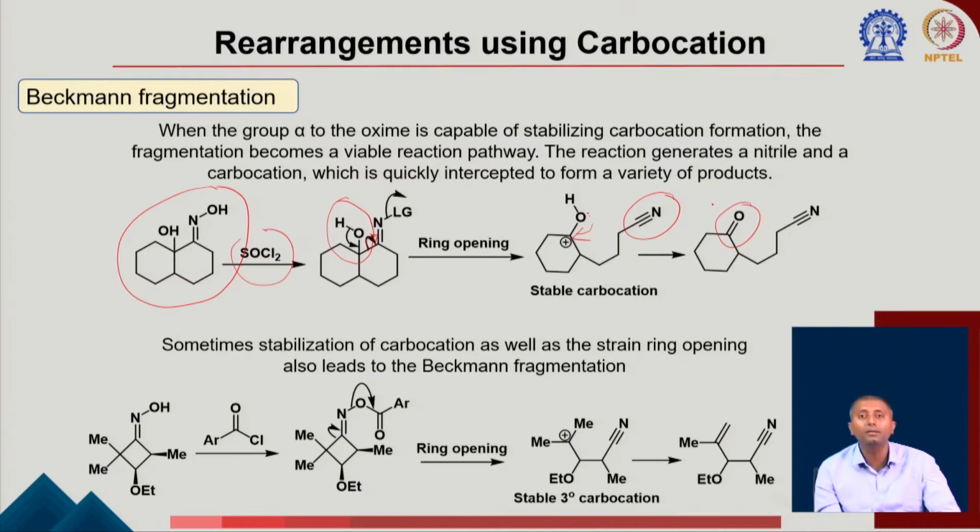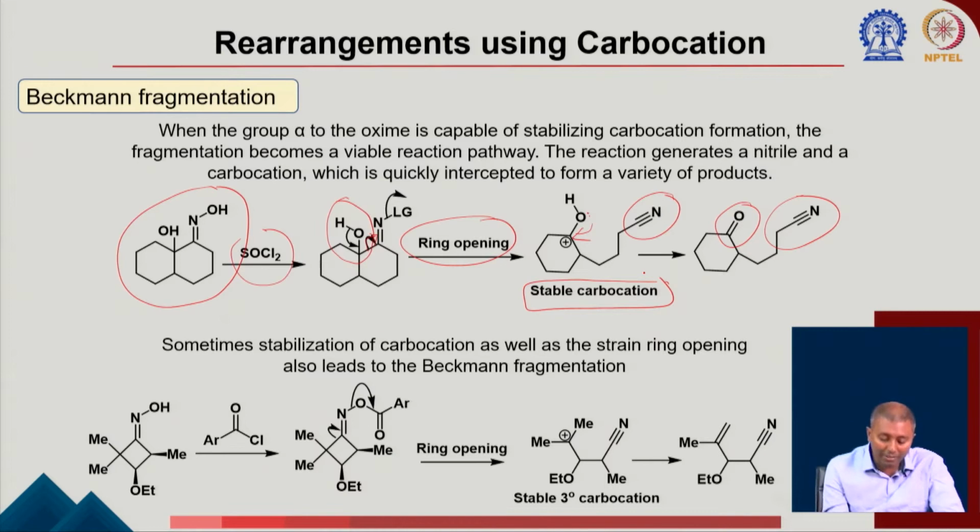So what is happening is that instead of the shift which you learned in the Beckmann, now we see a ring opening happening, and we isolate the corresponding nitrile, because one of the reasons is that you are forming a stable carbocation. So if you find that in a Beckmann reaction there is a chance of formation of a stable carbocation, then the reaction will try to go for fragmentation instead of the desired product.